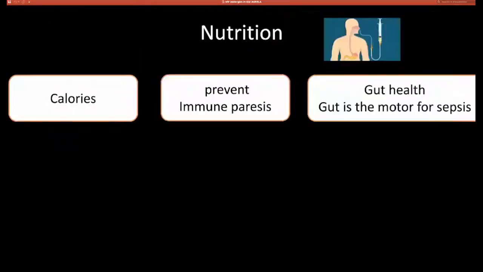So nutrition, don't think nutrition is only for calories. Nutrition prevents immune paralysis and is for gut health. Gut is healthy only when the nutrition is there, enteral nutrition is there. Gut is the motor for sepsis. So don't think nutrition is only for calories. It also prevents immune paralysis, and gut is the motor for sepsis. Gut health is of paramount importance.